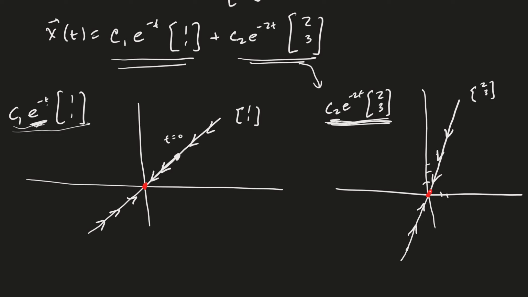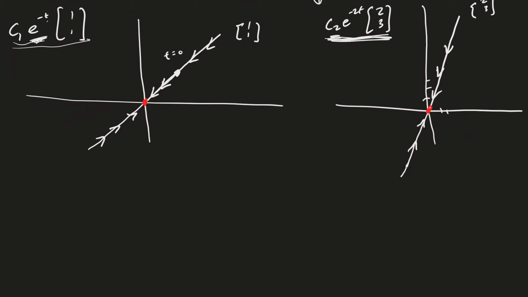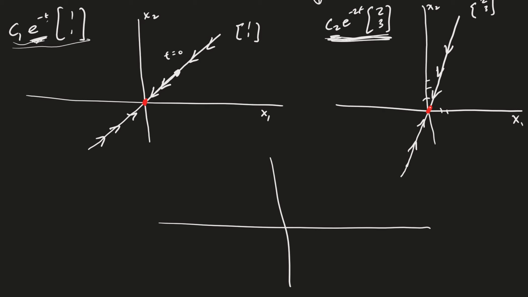Good. So now the question is, I've got these two separate linear equations here. I want to try to put them together as a single plot. Right? So this is, by the way, the graph here is x1 and x2, right? x1 and x2. Good. So how do I put these together?